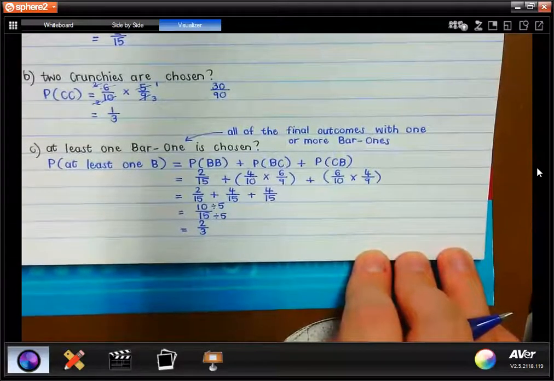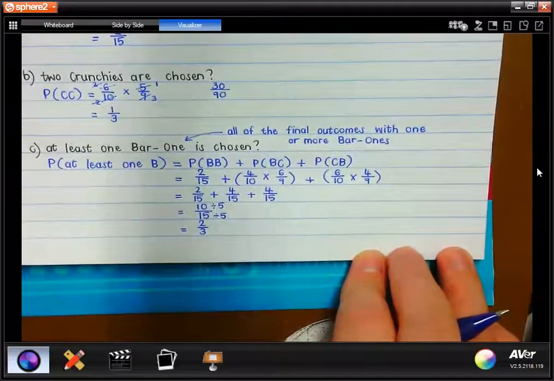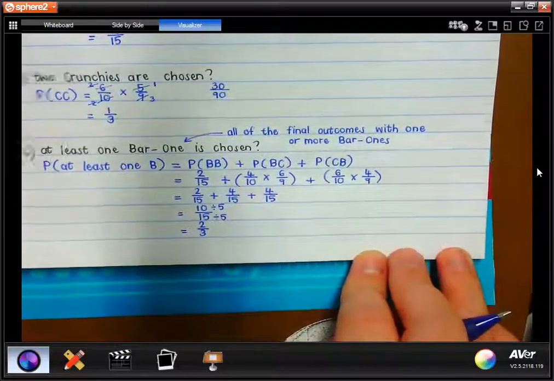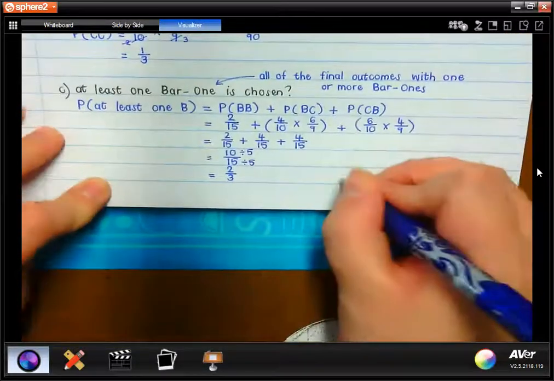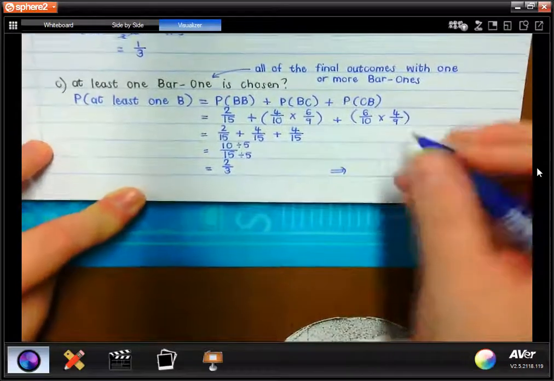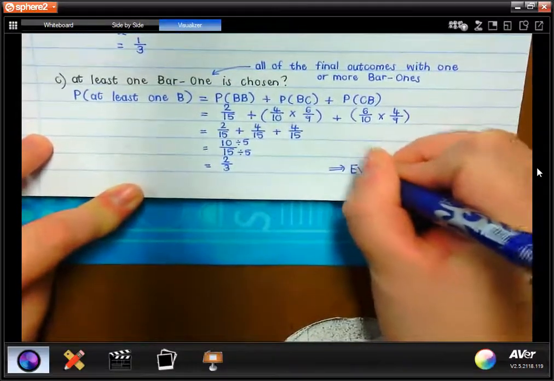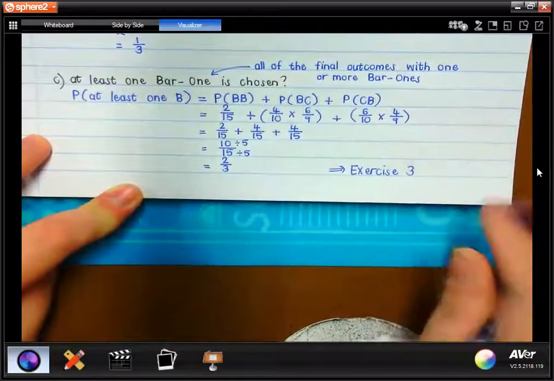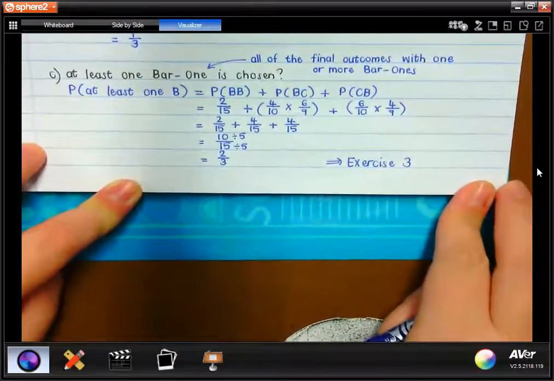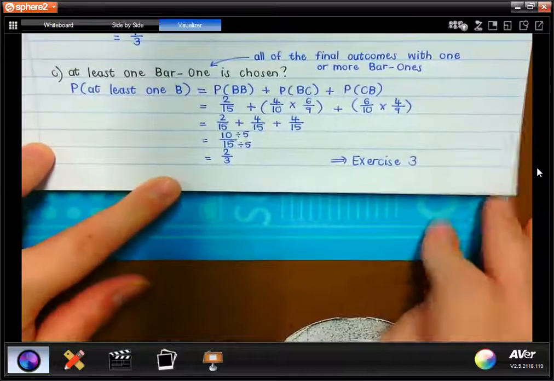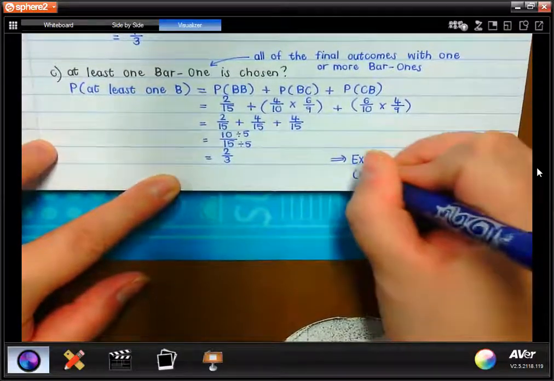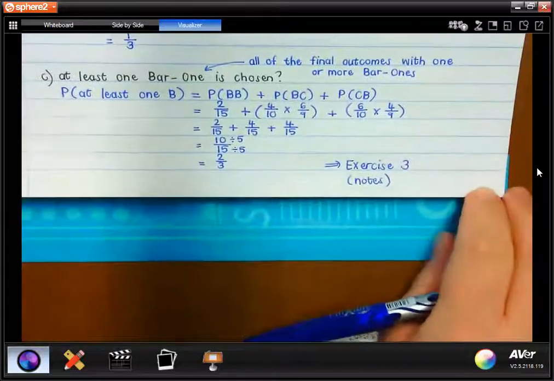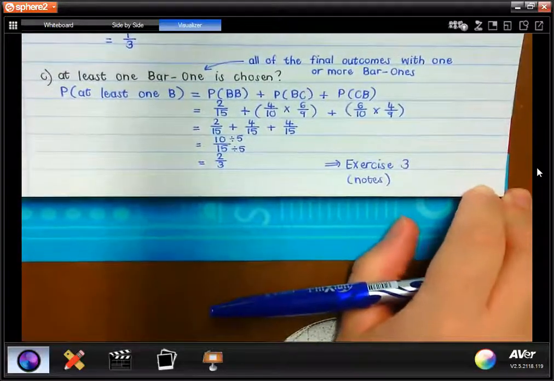Exercise 3, which is in the notes on Google Classroom. I will put it on the board for you. What I want you to do is just 2 questions. In the first question, they've actually given you the tree diagram, and in the second one, you have to draw it. Exercise 3, this is in the notes. I will put it on the board so that you can take a picture of it.